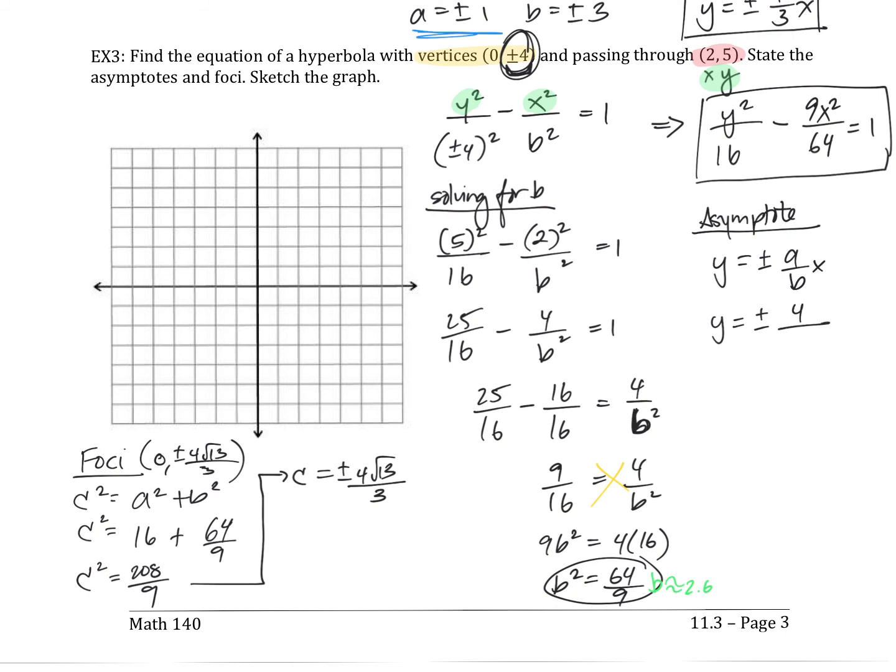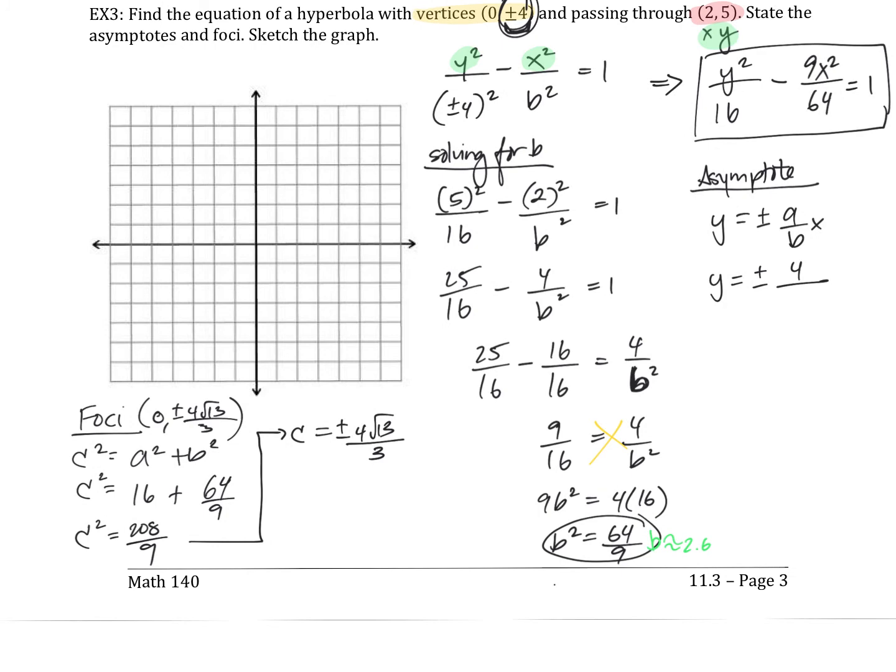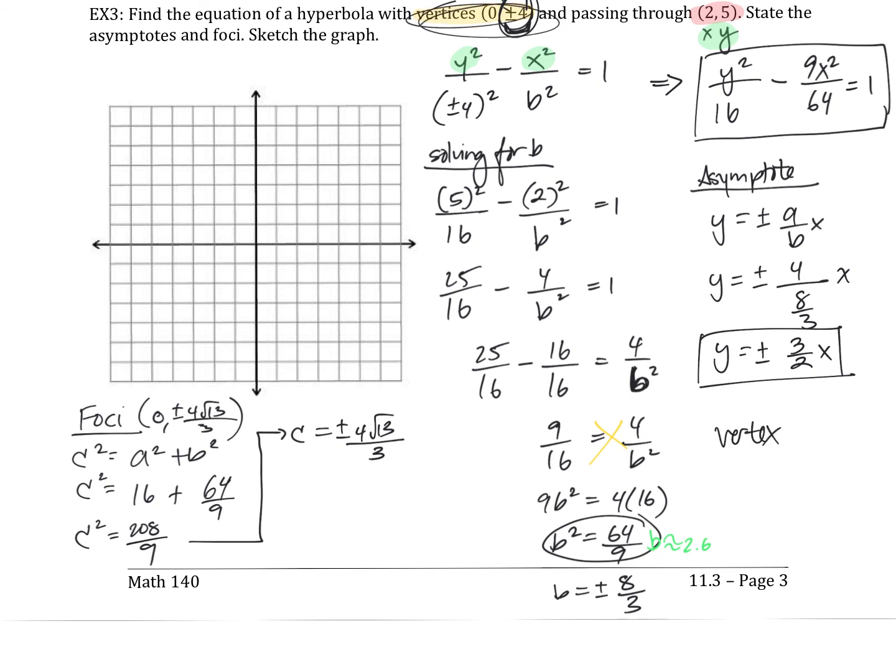now our b value, which was the square root of 64 over 9, so that would be 8 over 3. So it's going to be plus or minus 8 over 3 x. Then y is going to equal plus or minus 3 over 2 x. And the last thing is the vertex, but we're already given the vertex in the very beginning. We could rewrite it, but you wouldn't need to if you're already given it. Okay, so we found them all.